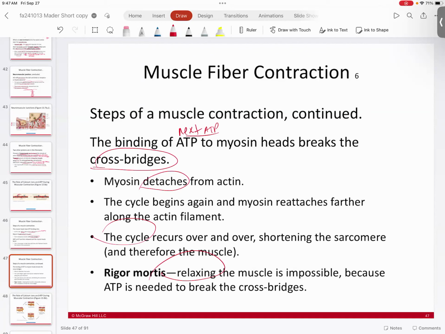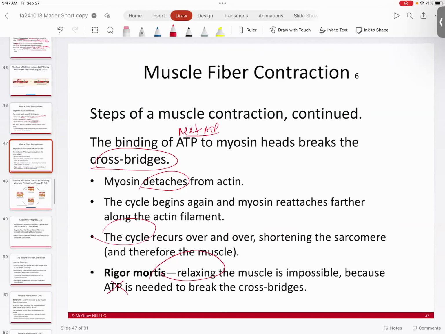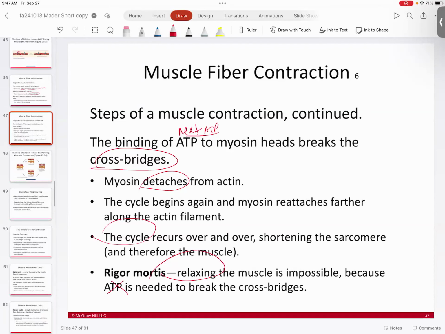Now, when you have things like rigor mortis, that's basically when your muscles get tense after death. The reason is because you don't have any more ATP to break those cross bridges. If you're not alive making ATP anymore, those cross bridges never get broken. So your muscles seize up and they stay contracted. They just basically have to wait for the muscles to deteriorate and degrade before the muscles sort of relax again.